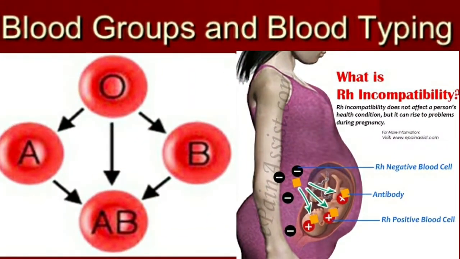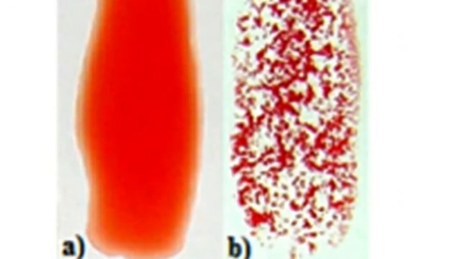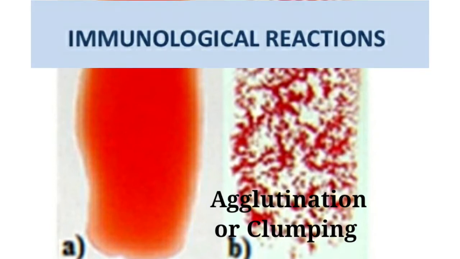Hi students, in this video we shall discuss blood groups and blood typing from the lesson Body Fluids and Circulation. When blood from two individuals is mixed, sometimes clumping or agglutination of RBCs occurs.